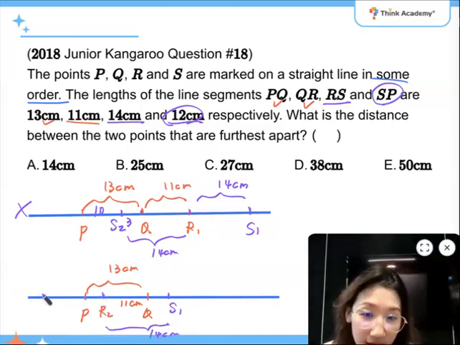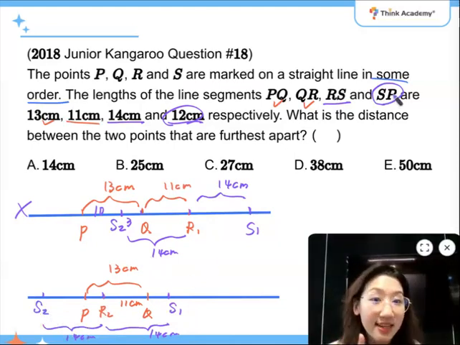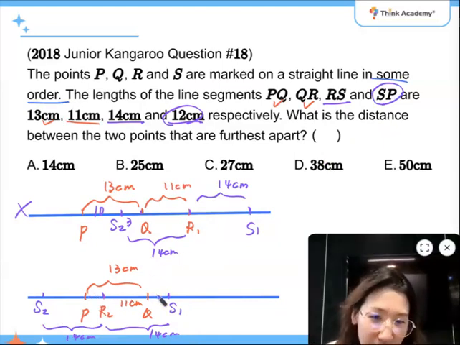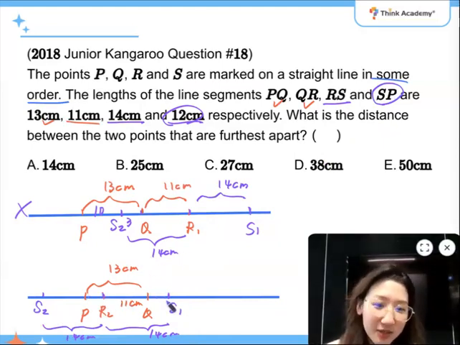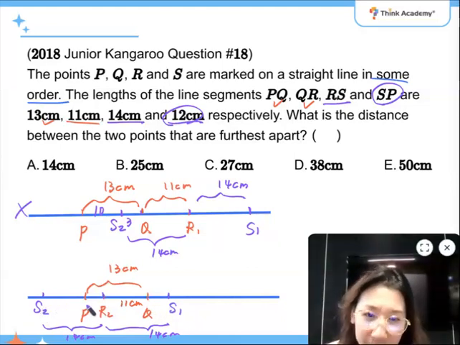It could also be on the left, and this will be your 14 centimeter. In this case, this is S2. Now let's use SP to examine it. With SP over here, obviously it is greater than 12 centimeters, so it doesn't work. While with S2P, very close.